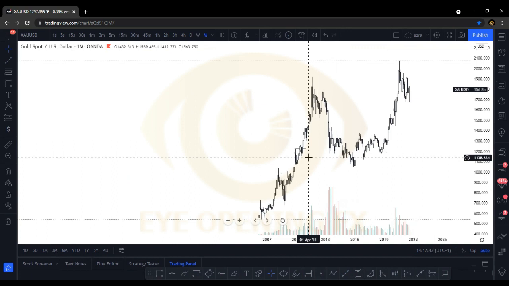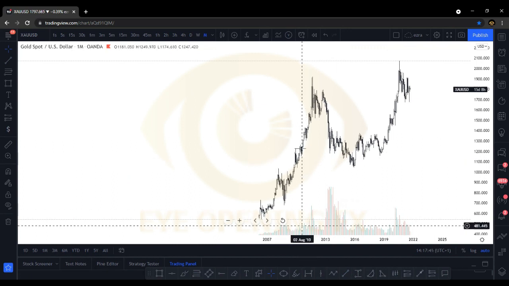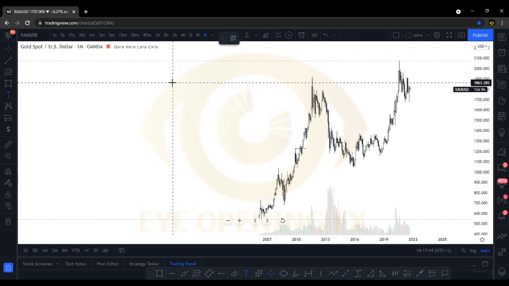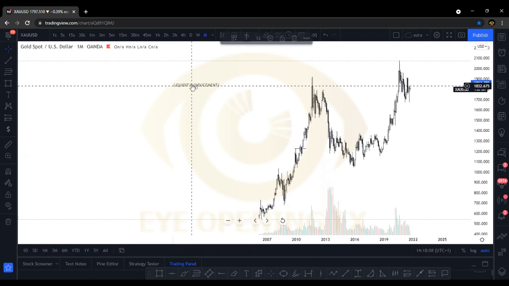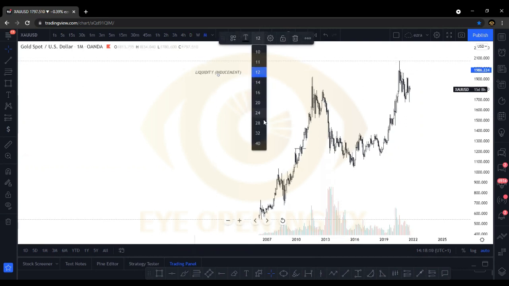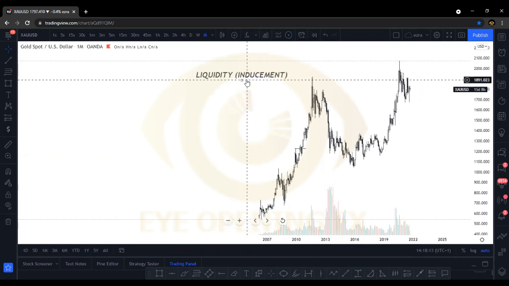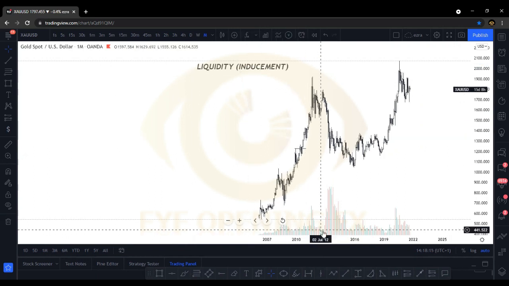So today what we are doing is liquidity. In terms of liquidity and inducement, firstly you have to master your structure, which we have done already.